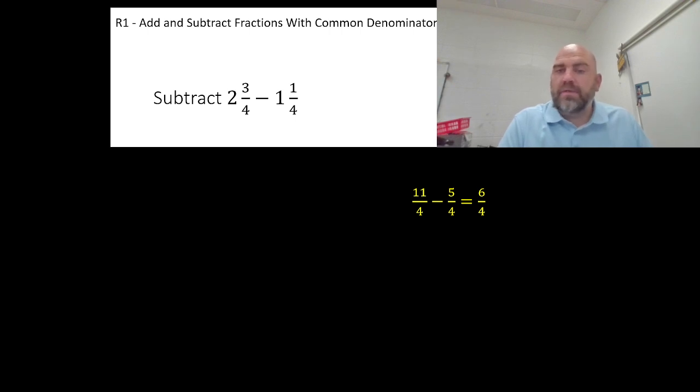11 minus 5 is 6. Simplifies to 3 over 2, which we can convert back into a mixed number and be 1 and 1/2. This is what I would consider to be the most straightforward way of doing it.